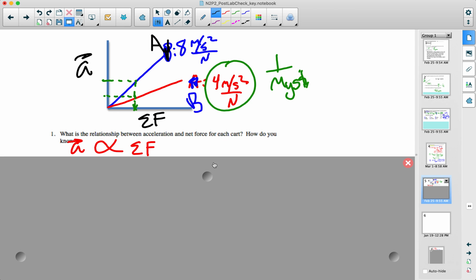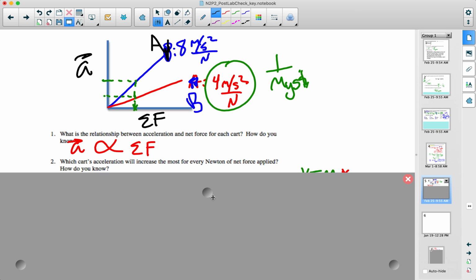So we've got: state the relationship between acceleration and net force. How do you know? Well, because there's a y-intercept of 0 and you've got a positive constant slope, we can say acceleration and net force are directly proportional.